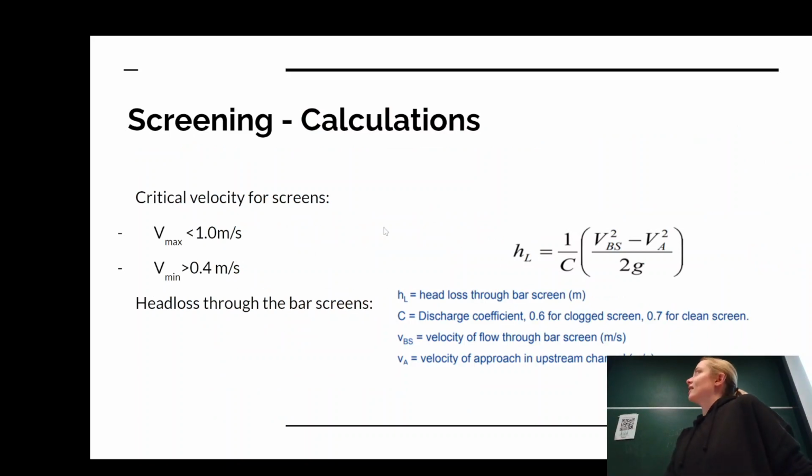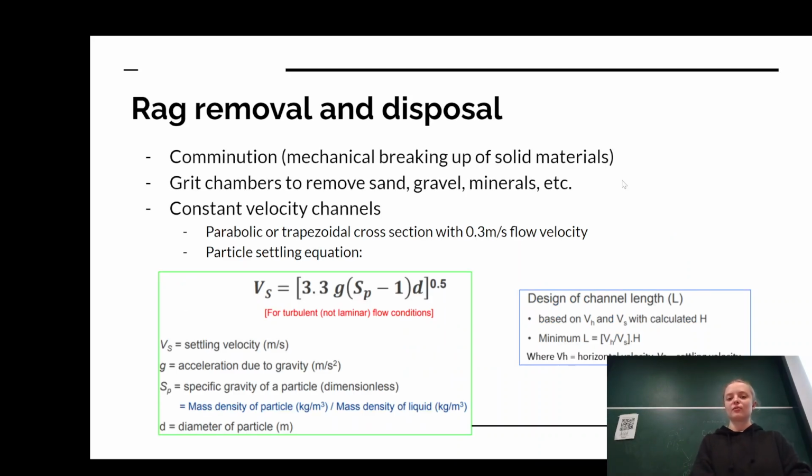Some other screening calculations, sometimes they like you to calculate the head loss through the bars of the screen. So that's this HL value. We've got this C here. That's not the Chezy coefficient. This is something else called a discharge coefficient. It's 0.6 for clogged screens and 0.7 for clean screens. And these values are going to be ones they'll ask you to memorize for the exam. And then it's velocity of flow through the bar screen squared minus velocity of approach in the upstream channel squared over 2g. Okay, moving on to rag removal and disposal.